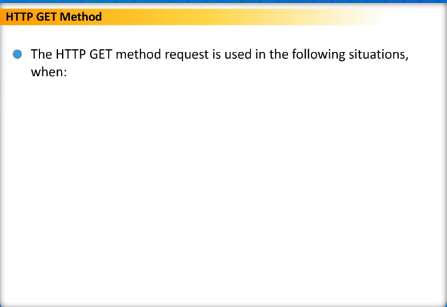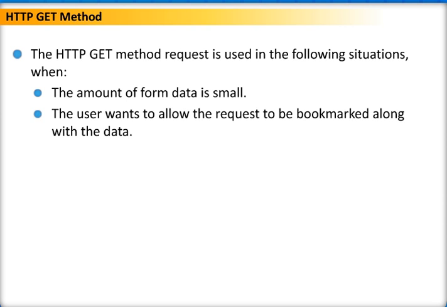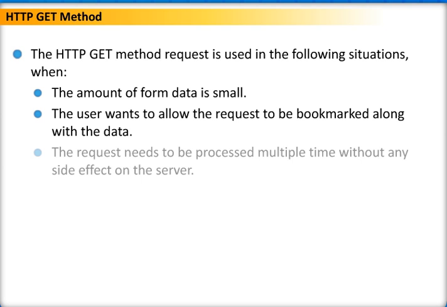The HTTP GET method request is used in the situations when the amount of form data is small. It means the data to be sent has countable bytes. Such data is of text type only. The user wants to allow the request to be bookmarked along with the data. For example, the data needs to be allowed to be visible in the requested URL, or the request needs to be processed multiple times without any side effect on the server. For example, the same page is submitted to the server multiple times, and every time the changes done on the page remain intact.